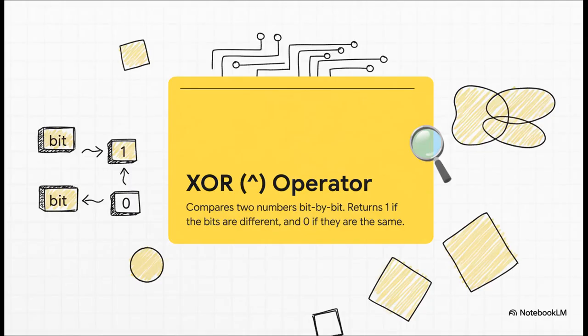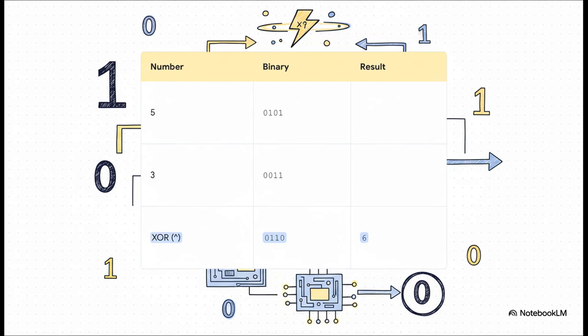Let's kick things off with a really interesting one, XOR, that little caret symbol. It has a super simple job. It looks at two numbers, breaks them down into bits, and for each pair of bits, it asks one question. Are you different? If the answer is yes, you get a 1. If they're the same, you get a 0. That's it.